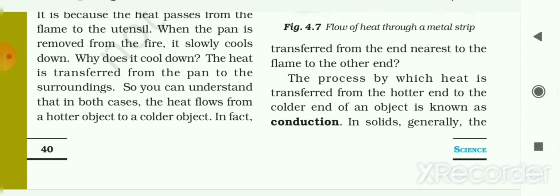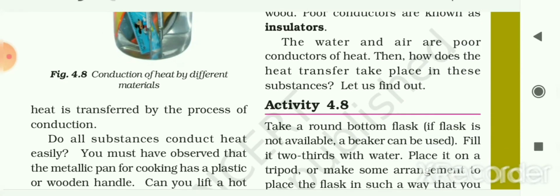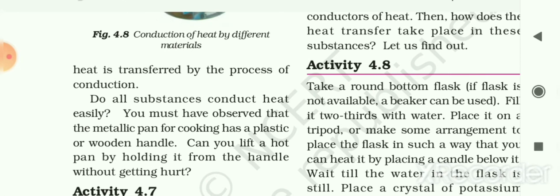So this process by which the heat is transferred from the hotter end to the colder end of an object is known as conduction. This is the process of transferring heat from the hotter end, that means the end which has the higher temperature, to the colder end, that means the end which has the lower temperature, and this process is known as conduction. And in solids generally heat is transferred by this process, that is conduction.